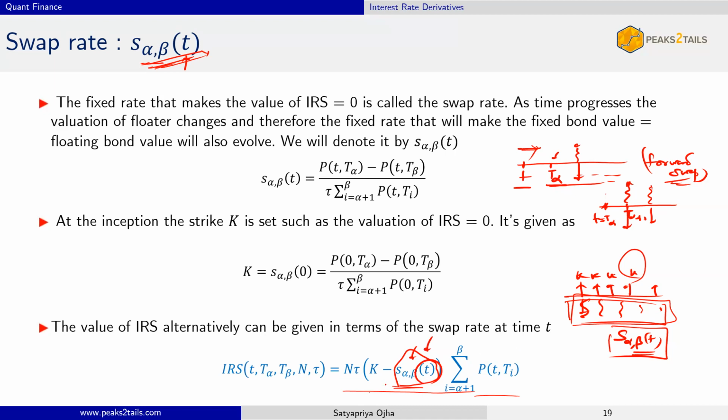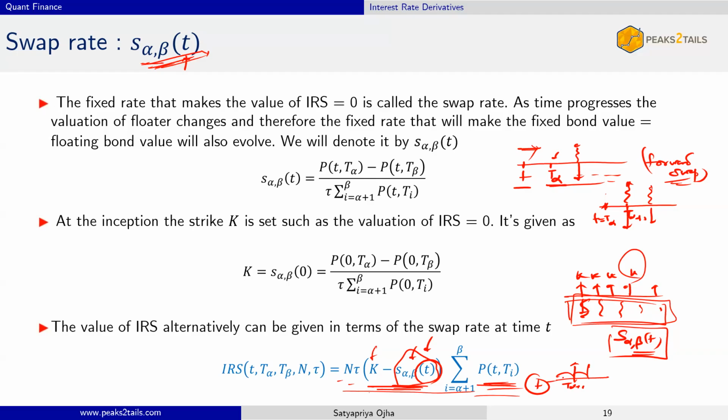So it's just now the difference of the two cash flows, N tau, receive fixed minus pay hypothetical fixed. Okay, that's the swap rate times all the discounting factors. So all these cash flows are happening, right? From T alpha plus 1 onwards, discount everything back to t. Alternative formula.